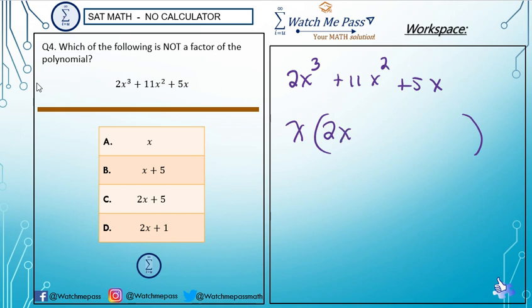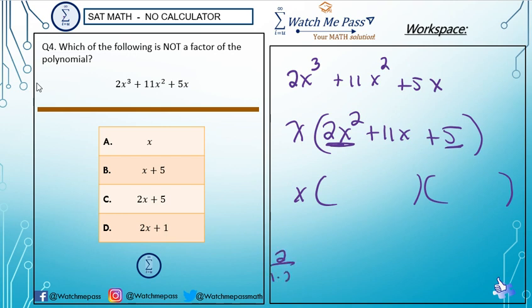We factor out the x and we have 2x squared plus 11x plus 5 remaining. Then we want to think, how are we going to factor this? Well, let's see. We want to think about the factors of 2 and 5. If we had 2, we have 1 and 2. If we have 5, we have 1 and 5. So there's not much to select from. We are working with 1 and 5 and 1 and 2.